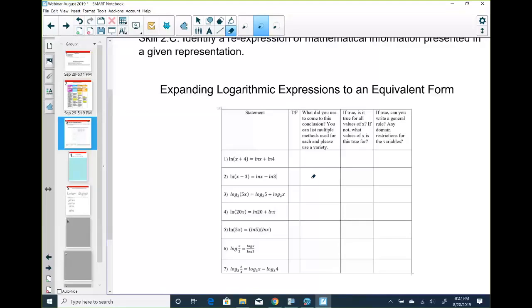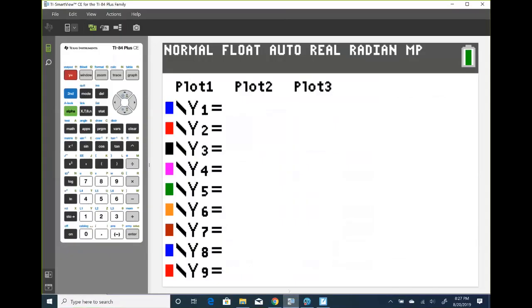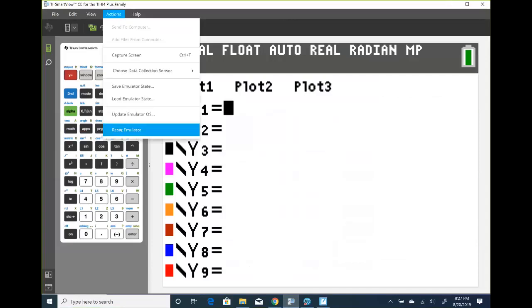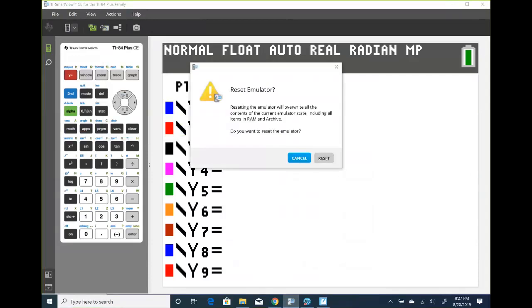Okay, so in looking at these expressions, I'm going to look at the bottom one, number 7, log base 3. And I'm going to start with the 84, log base 3 of x divided by 4. So let's bring up my 84. Okay, now one thing I do need to kind of mention is a lot of times in my actions, I like to reset my emulator, and I say, yes, reset.